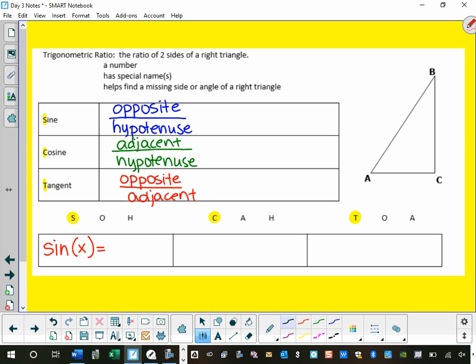I gotta write this down. Alright, and if we look at my sine function, I need opposite over hypotenuse, right? So let's write that down. Opposite over hypotenuse. I will typically always abbreviate this, unless you guys feel like writing it out. Alright, so that's the SOH. The COS part means my cosine. So we have cos of x.